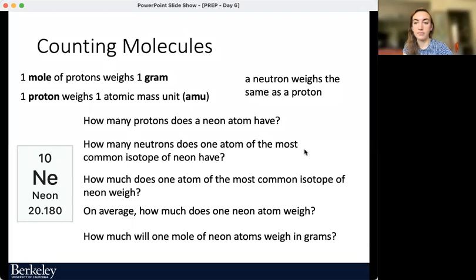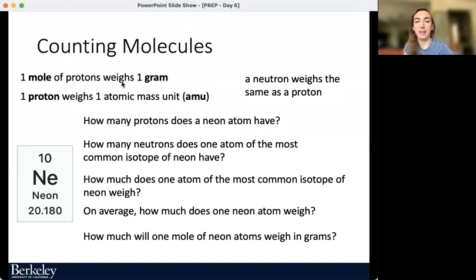Wait, are 4 and 5 supposed to be different answers? Because they're all the same answers: 10, 10.18, 20, 20.18. So is that right? We'll go over the actual numeric answers in a minute.